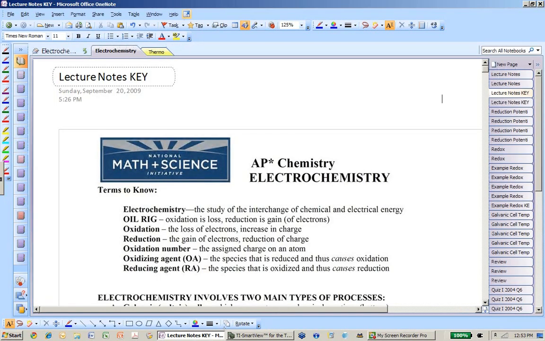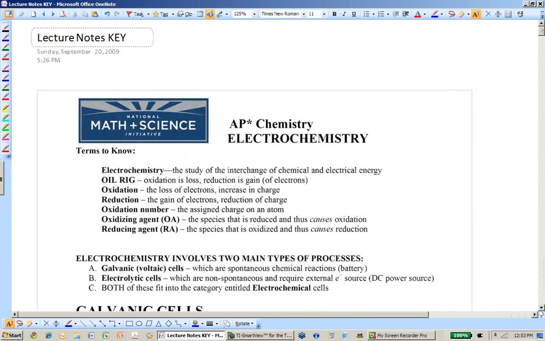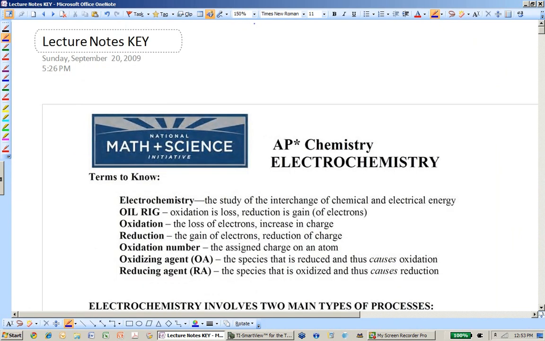So we're going to start today with electrochemistry, and electrochemistry is going to be broken into two files. Today's file will be all about galvanic cells, and we'll see how long that takes us to do.